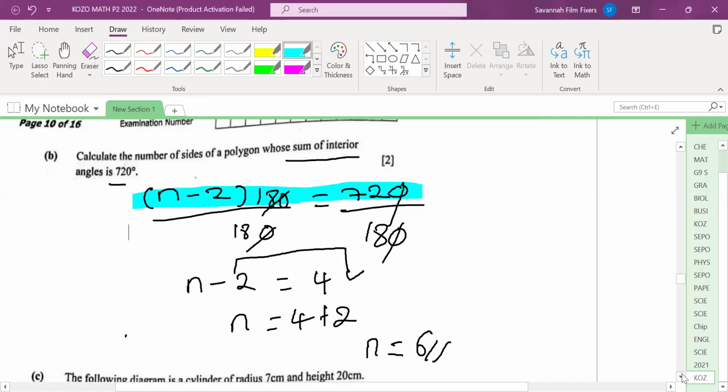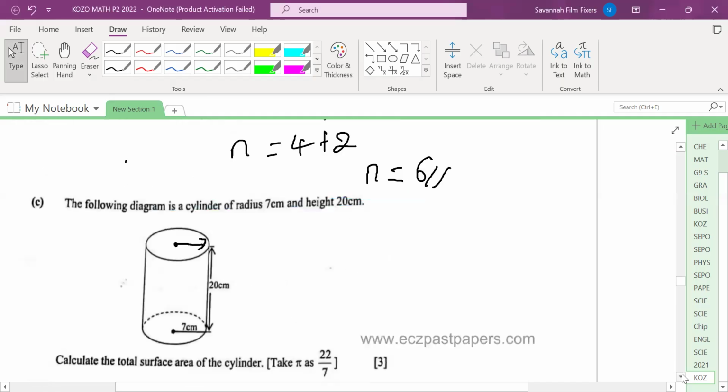What about for exterior angles? The formula: 360 over n. Exterior angle is equal to 360 over n.